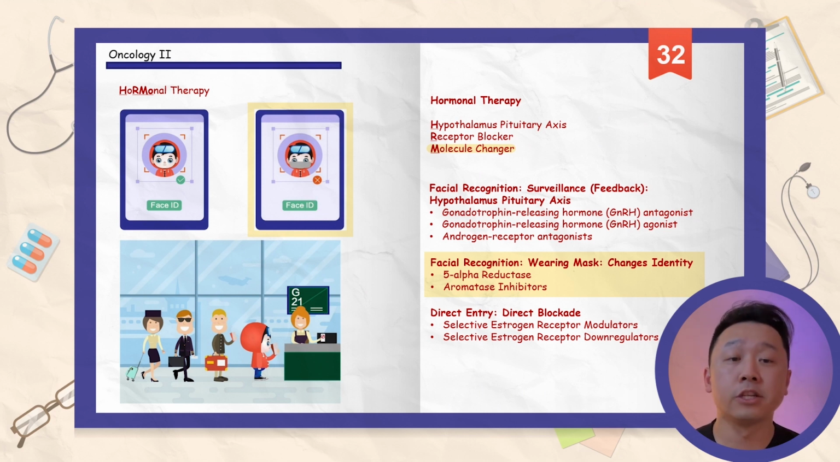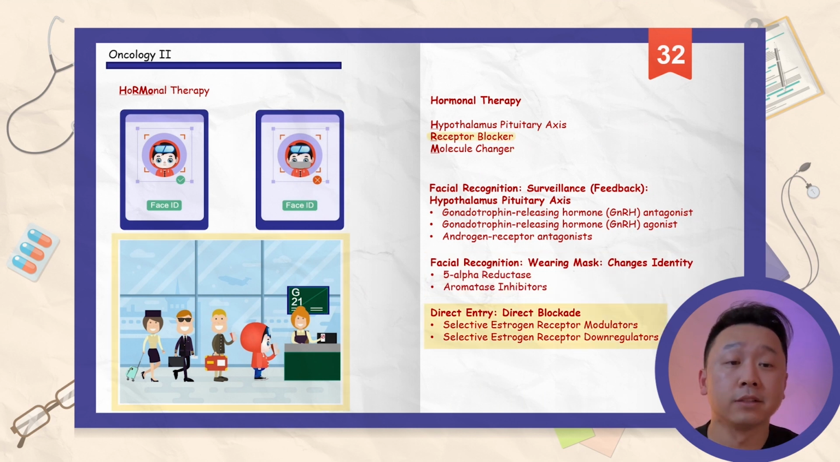Hormones can similarly change their identity through enzymes such as 5-alpha reductase as well as aromatase. If we use inhibitors on these enzymes, we can prevent these identity changes and decrease tumor growth. And lastly, a malicious passenger can be directly blocked from entering an airplane by security.